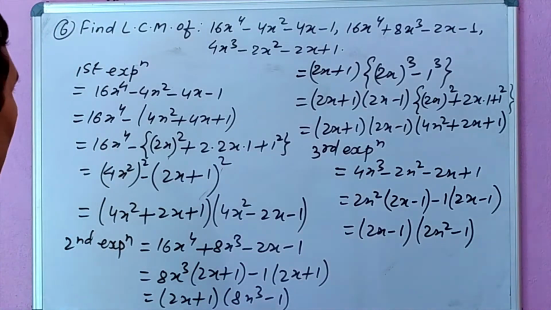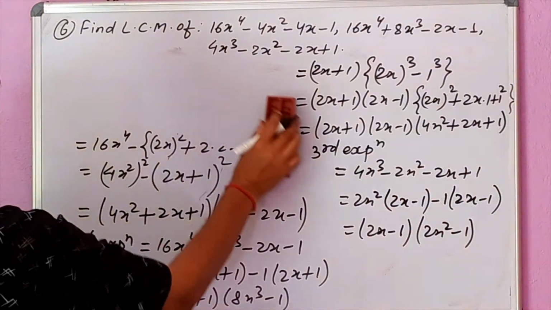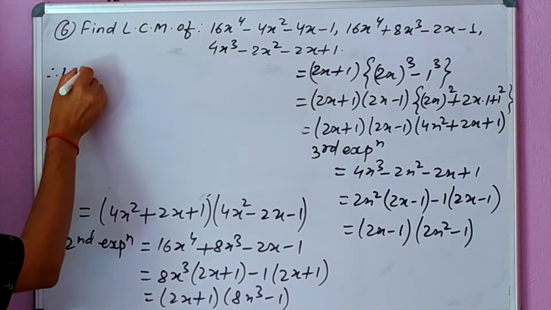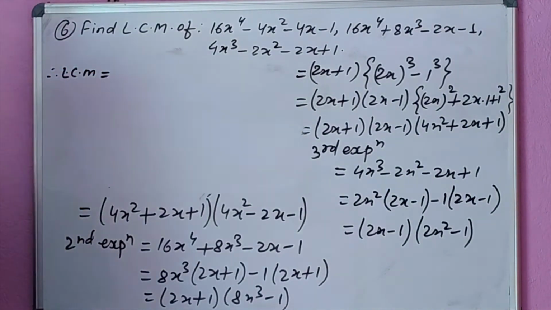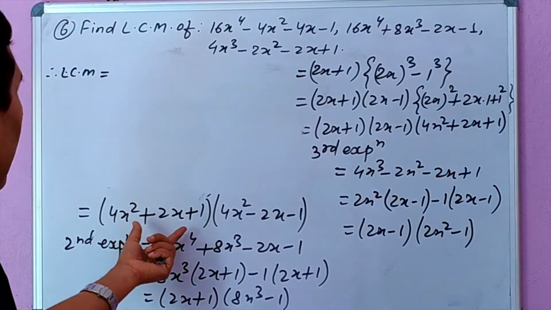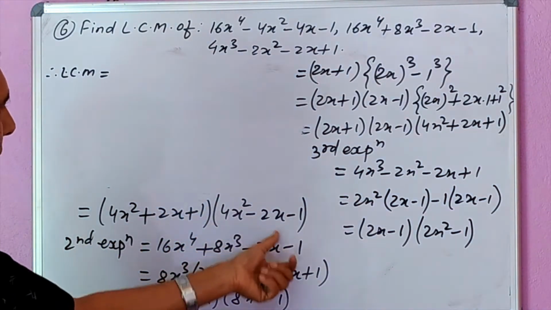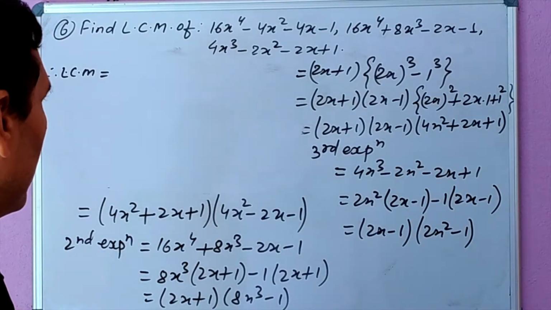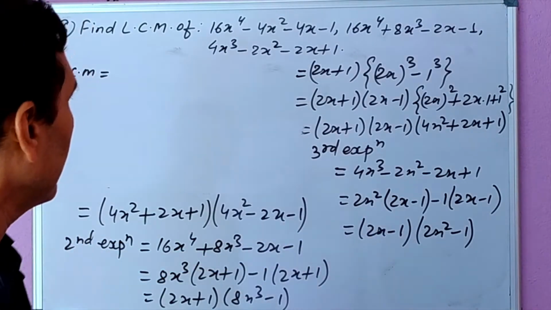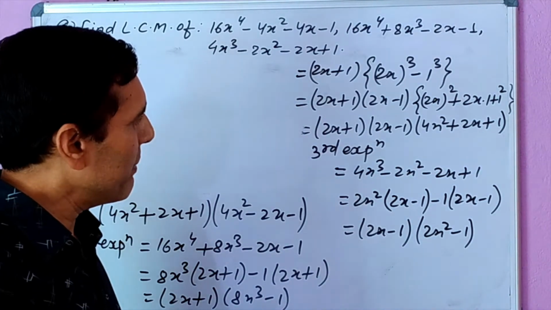It is very easy. Now finally, we write the LCM of the given expressions. Therefore, LCM. First, we find out if there is any factor common in all three expressions. These are the factors of the first expression: 4x square plus 2x plus 1, 4x square minus 2x minus 1. These are the factors of the second expression. These are the factors of the third expression. We do not have any factor common in all three expressions. So let's find the common factors in two expressions.